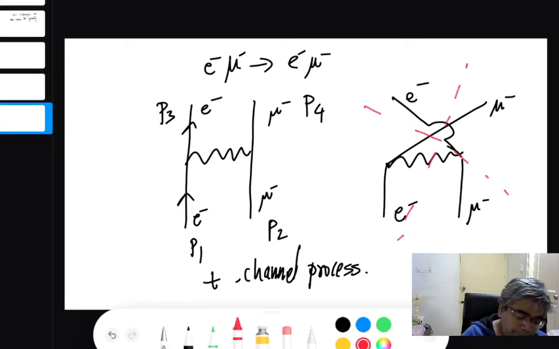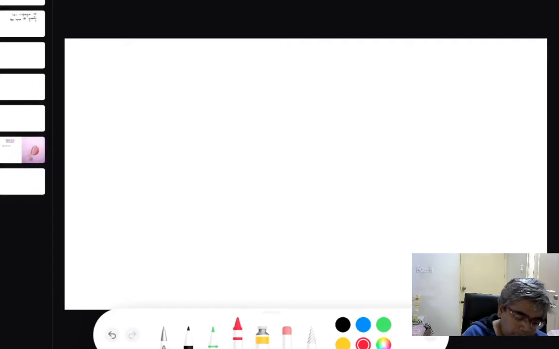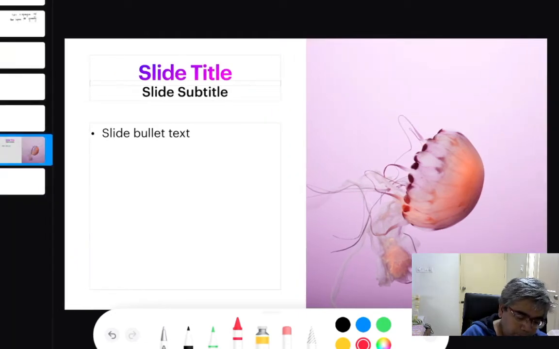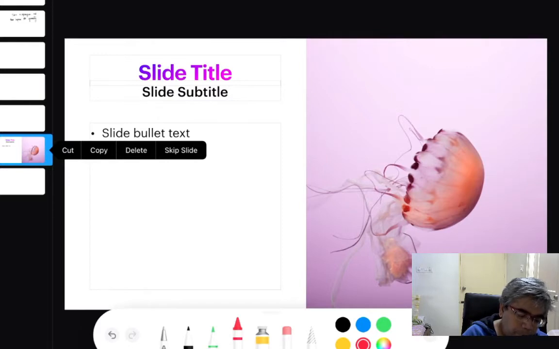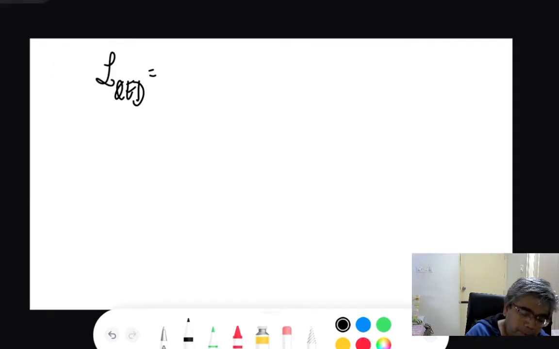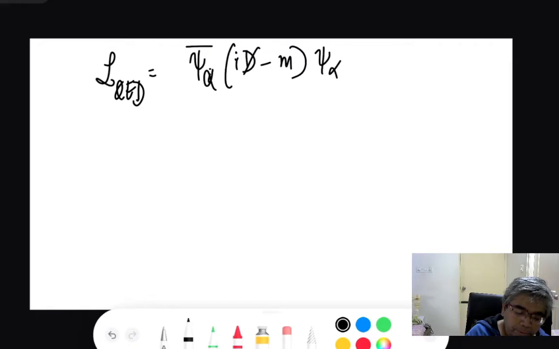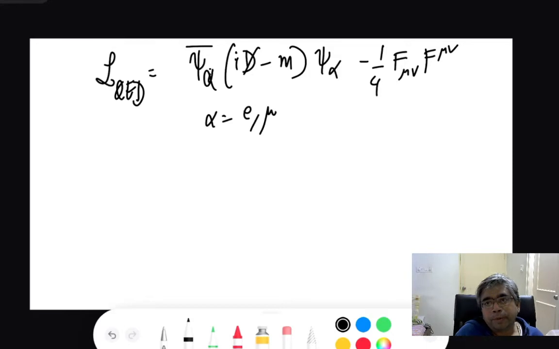The Lagrangian we write down is L_QED, which is psi bar alpha (i D slash minus m) psi alpha minus 1/4 F mu nu squared. The photon field will not change, and alpha is equal to e, mu. So it's the same field, because the kinetic term typically doesn't mix different particles. Okay, the kinetic term doesn't mix different particles.